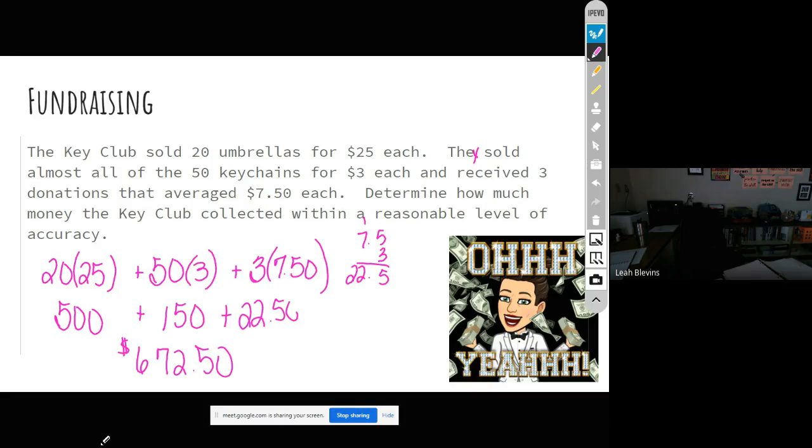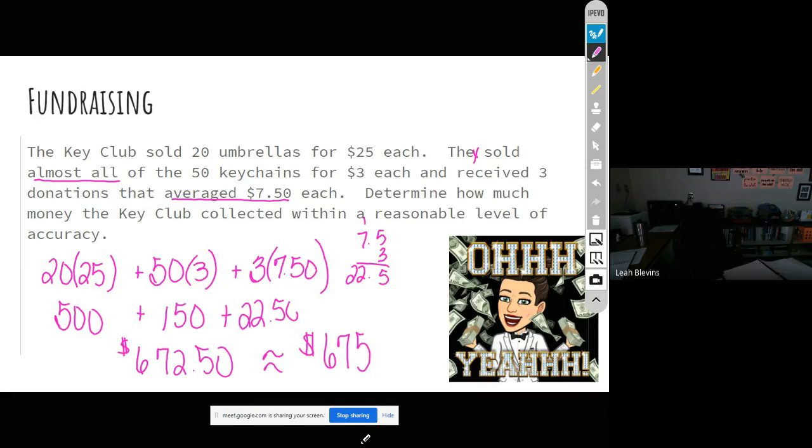It says almost all, the keyword there. We don't know that they got exactly $7.50 each. They may have gotten more than that, and it just averaged out to $7.50. Does that make sense? So between these things not being exact amounts, that gives us some leeway to estimate. So I would say we earned roughly $675. Would be a quick estimate.